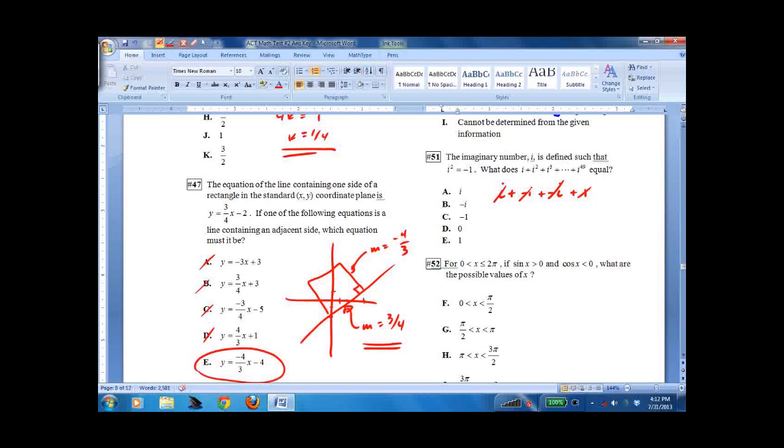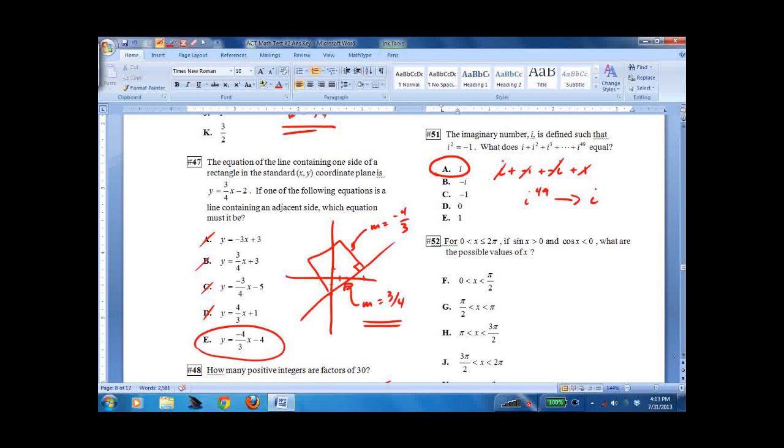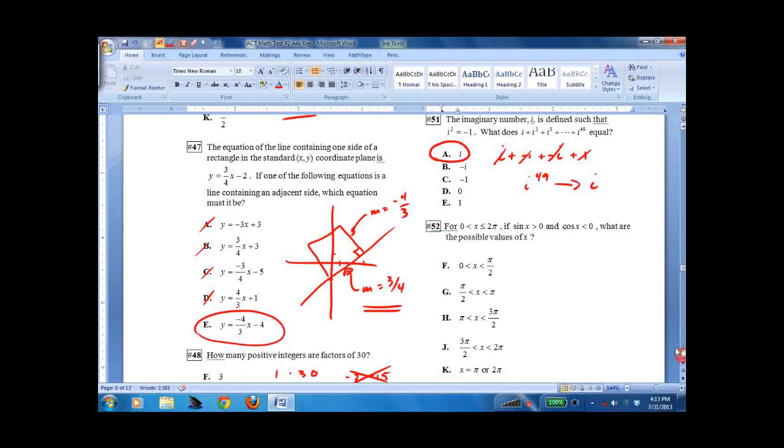The first 8 add up to 0. The first 12 add up to 0. The first 44 add up to 0. The first 48 add up to 0. So the next one is i to the 49th, which is just i, because the whole i through 48 is 0. You're left with i. You're done. Would not expect you to know how to do that problem unless you've played with imaginary numbers before. Very challenging. But if you've seen it and you play with it, it's not too bad.